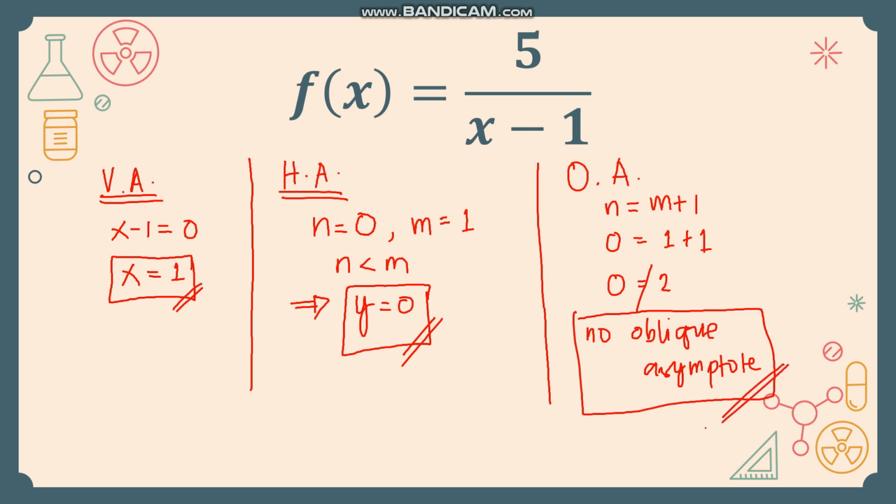So that's it. We're now able to identify the asymptotes. For our vertical asymptote, we have x equals 1. Horizontal asymptote, we have y equals 0. And for the oblique asymptote, there is none.